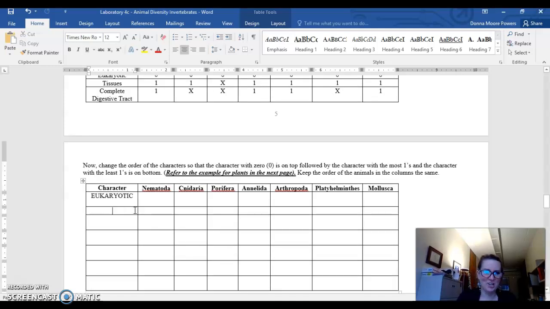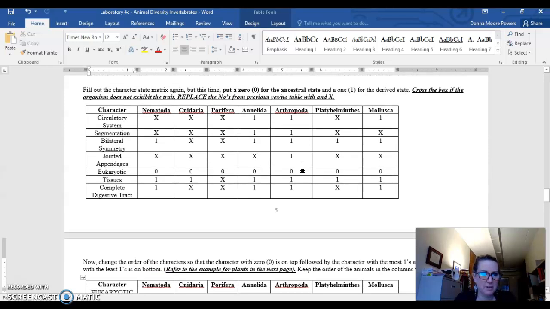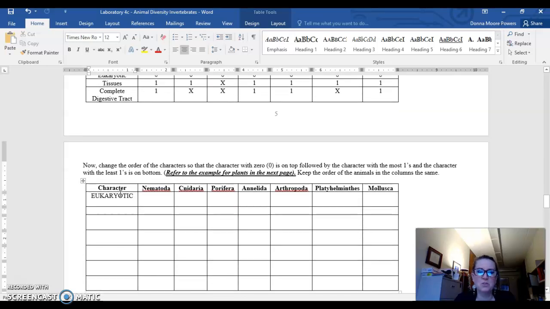All right, let's try that again. We're talking about characters here, not the phylum names. So I messed up there. So let's go back up here, and we want to count across these rows the number of ones. So the circulatory system has 1, 2, 3 ones. Segmentation has 2 ones. Bilateral symmetry has 1, 2, 3, 4, 5 ones. Jointed appendages has 1, and so on. Tissues 1, 2, 3, 4, 5, 6. Complete digestive tract, 1, 2, 3, 4. So the character with the most ones would be tissues.